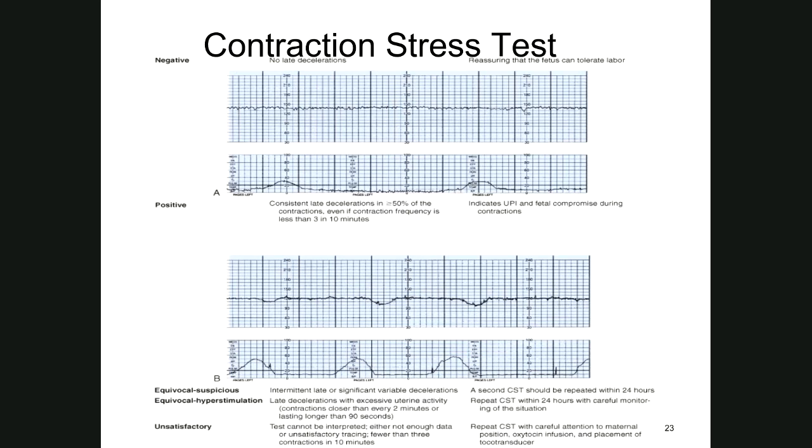These 2 strips, just like the other one we looked at earlier, show 2 different contraction stress tests, and you can see how they're different. The one on the top, you can see that there aren't any decelerations, no lates, no variable decelerations. The bottom fetal monitoring strip is a bit of a different story. You can see that with each of these contractions, the fetus has a late deceleration. Again, if you were to put a line through the middle of this contraction, you can see that the deceleration happens after the contraction happens. This is a fetus that's struggling to stay oxygenated with the contraction.